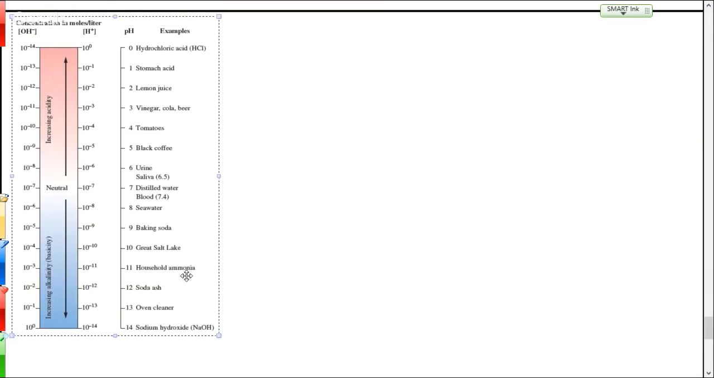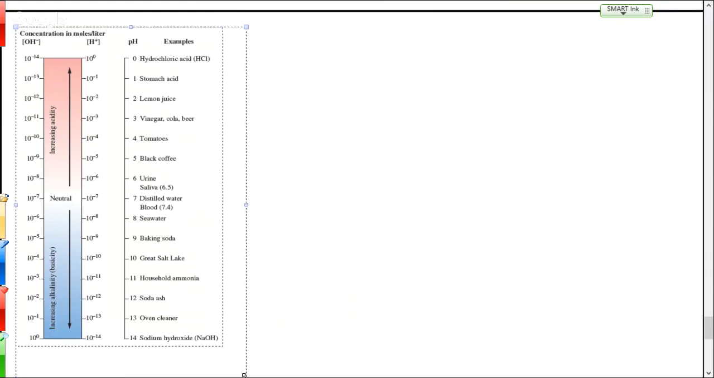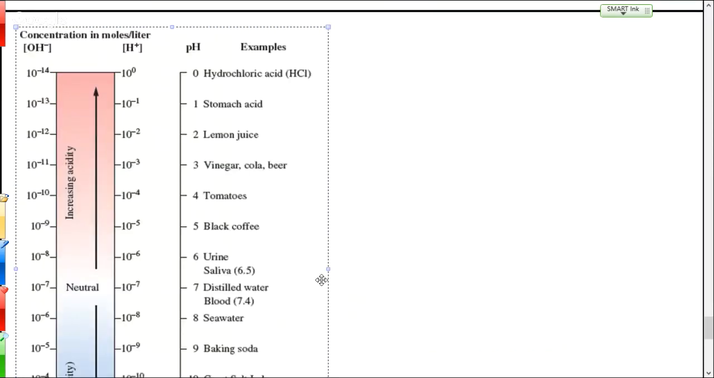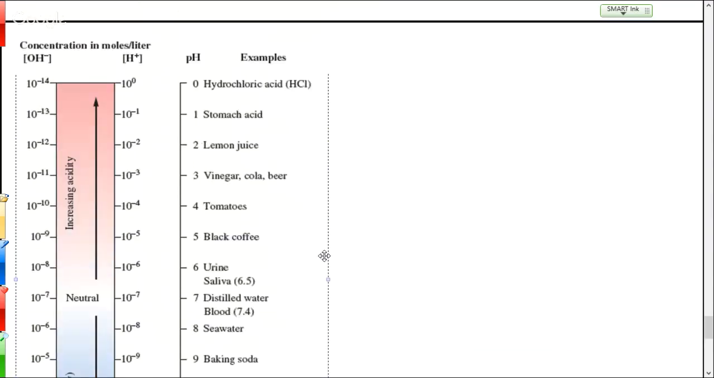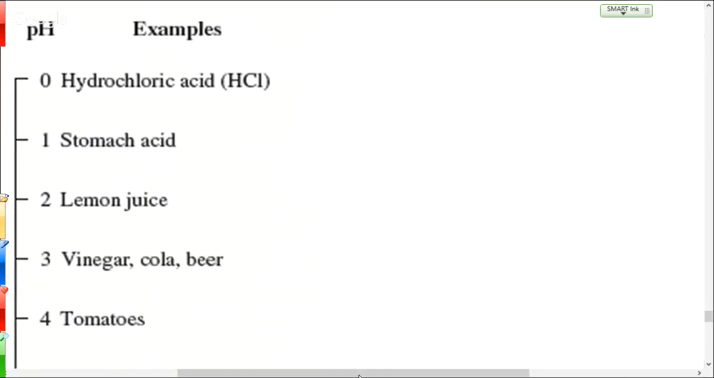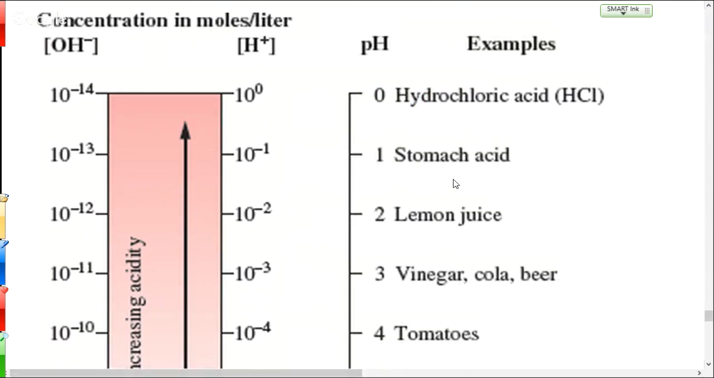I'll paste this and then we'll zoom in to look at it a little bit closer. All right, so here, this tells you everything except the pOH, but you've got the hydroxide concentration, the hydrogen, which is also the hydronium concentration, and then the pH. At very, very low numbers, you're talking about extremely acidic things.